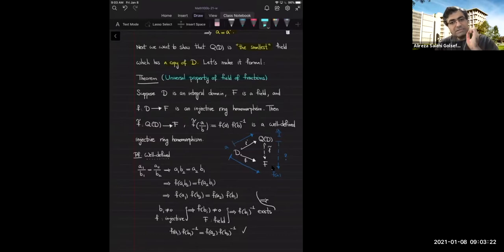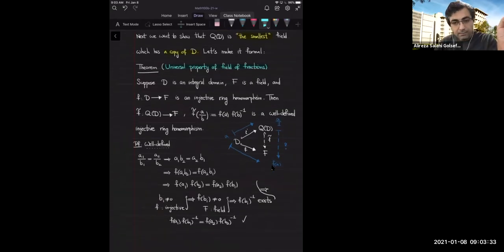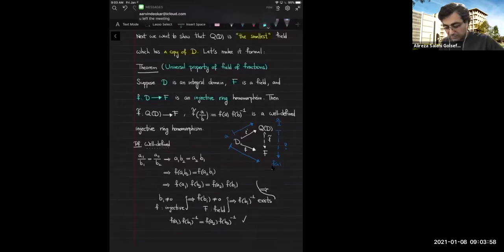You have to know what is the universal property of field of fractions, and you have to know how to use this universal property. Okay, what is it? I give you an integral domain. I give you a field that has a copy of D in it. What does that mean? So I'm giving you an integral domain, and I'm giving you this field that has a copy of the integral domain, which means there is an injective ring homomorphism from D to F. That means it has a copy of this integral domain inside F.